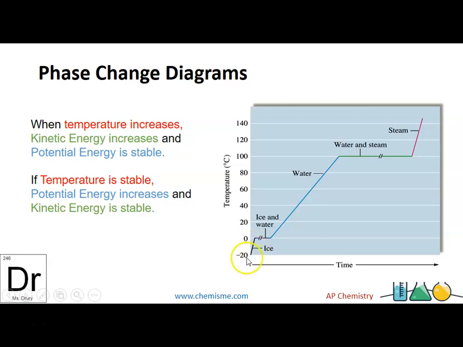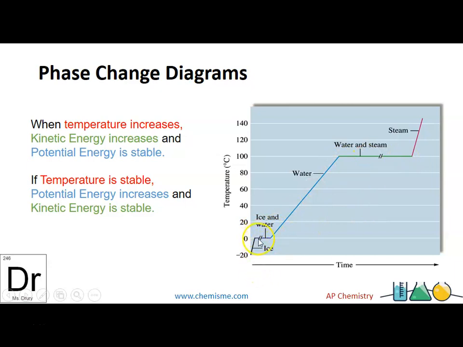So the ice is going from -2 to 0. That's increasing kinetic energy. So on the blue area here, from 0 to 100 is increasing temperature, therefore increasing kinetic energy. The particles are moving faster. And last, on the red area, from 100 to 140, and so on, the particles are moving faster because they have more energy. When the temperature is stable, that's when potential energy comes in.